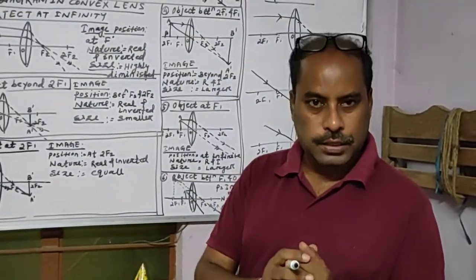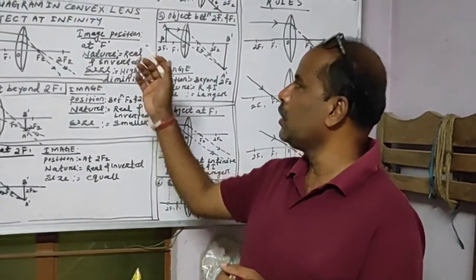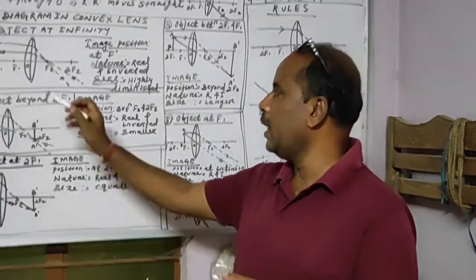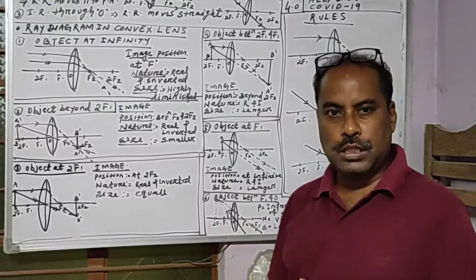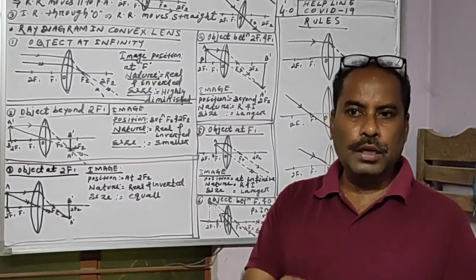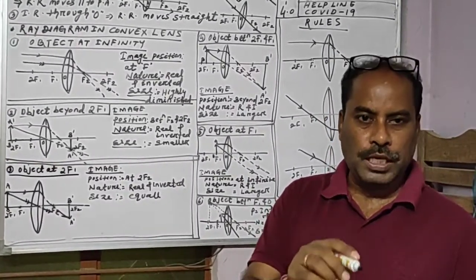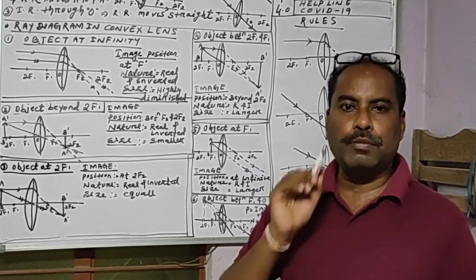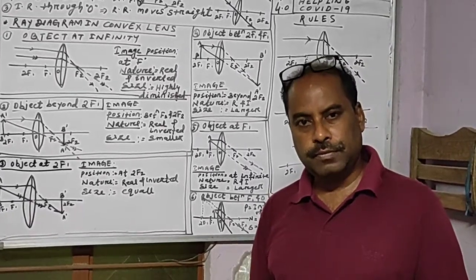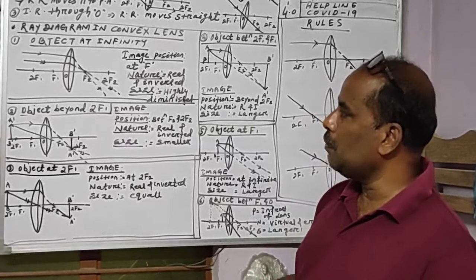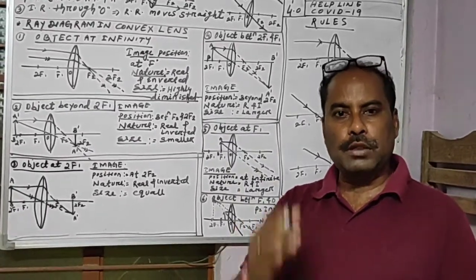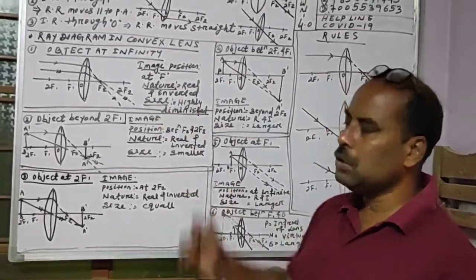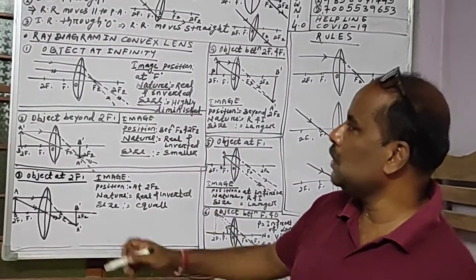Let us come to how the image is formed if the object is placed in front of the convex lens. In convex lens, we are having 6 ray diagrams. 1, 2, 3, 4, 5, 6. Depending upon the position of the object placed in front of the convex lens. So there are different positions, like I told you for concave mirror. In concave mirror 6 positions were there. Here also 6 positions.